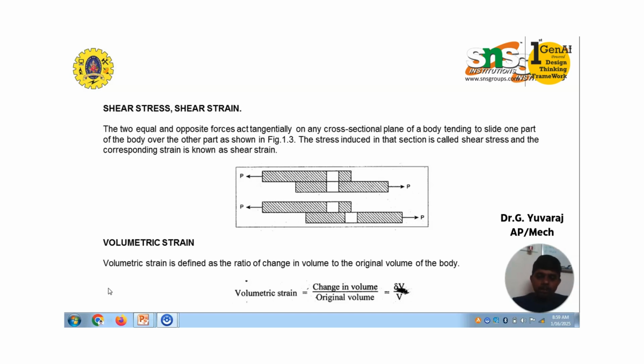The change in volume and the original volume together represent the volumetric strain, which means the object is subjected to volume changes. That volume change is what we call volumetric strain. So volumetric strain is equal to del V, which means change in volume, with respect to the original volume.